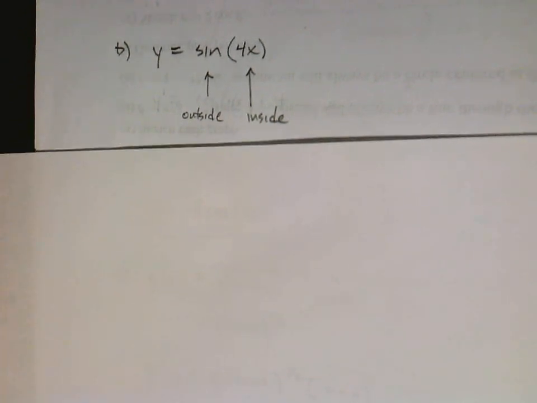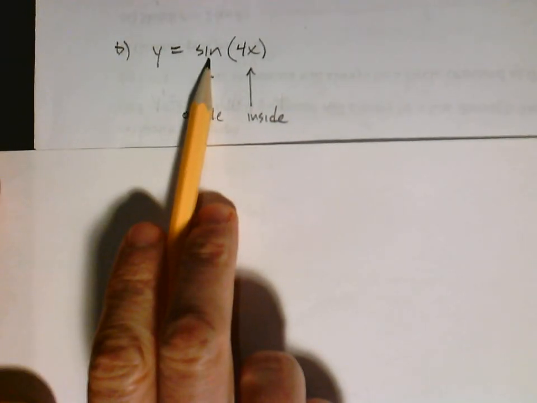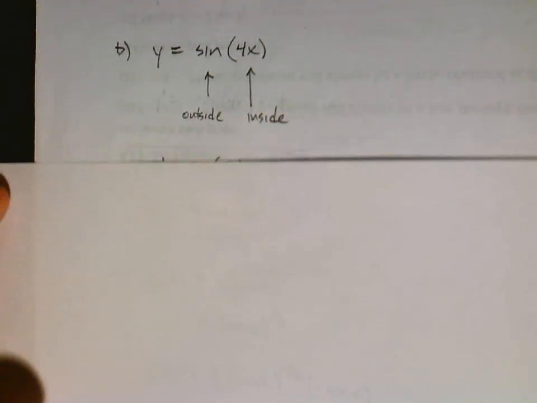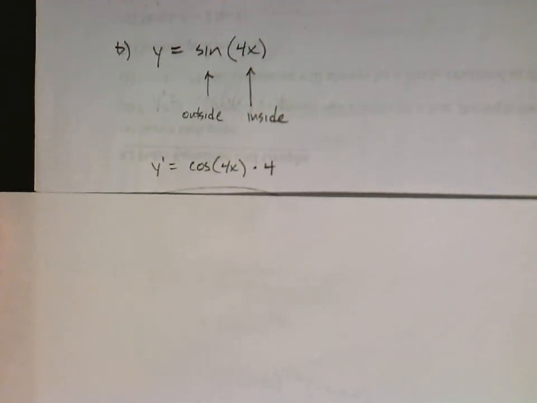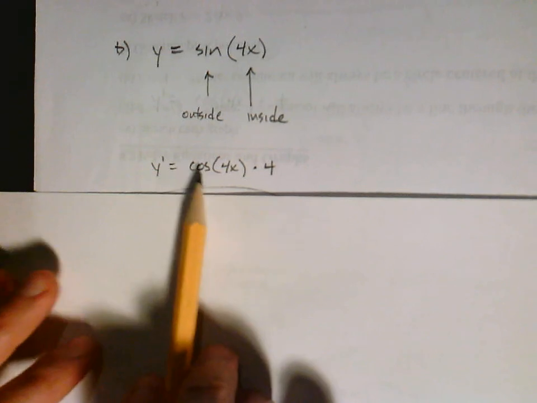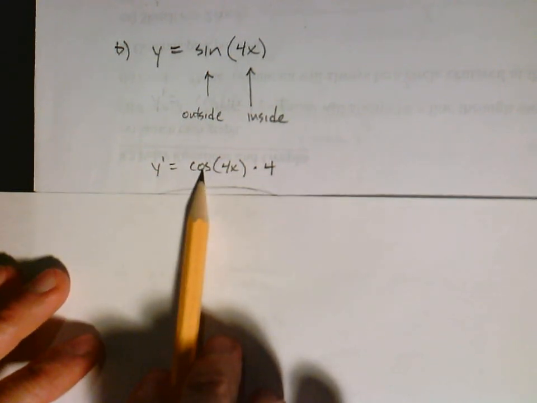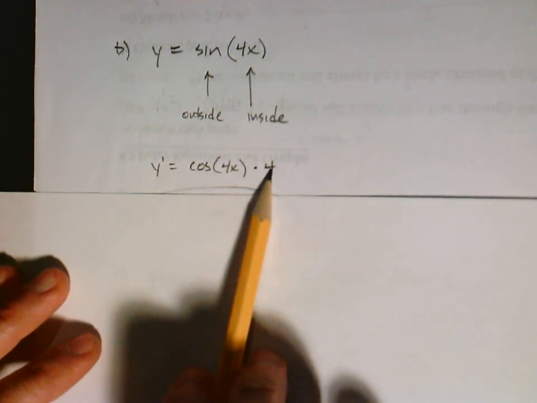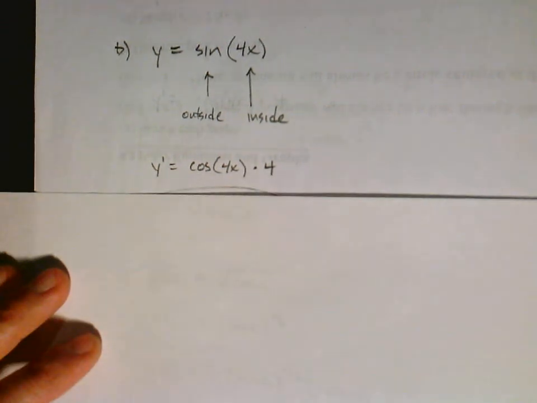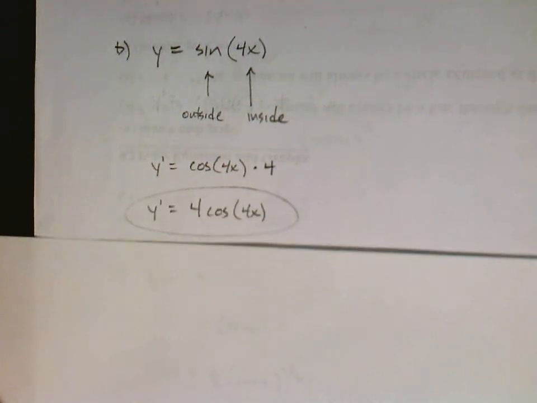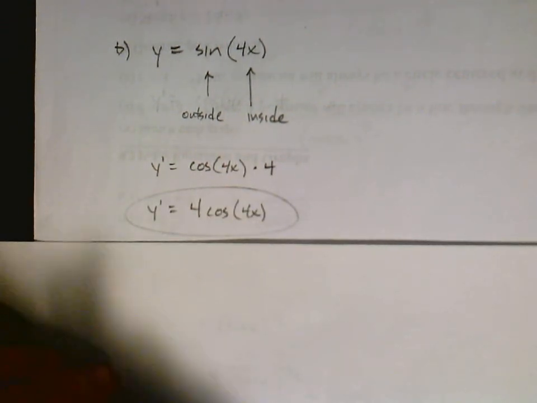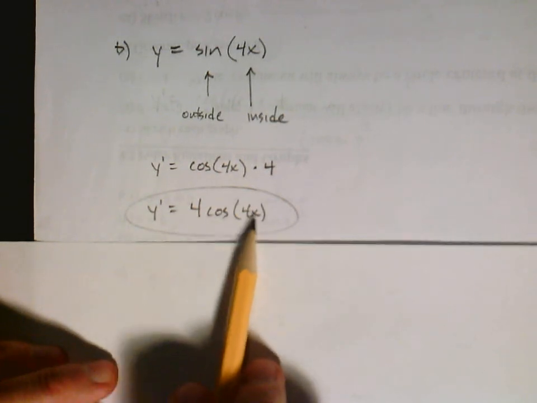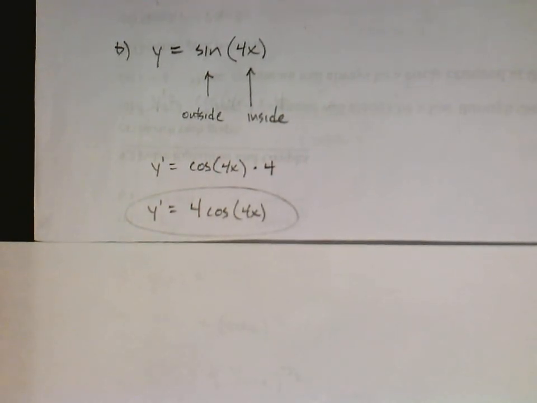So taking the derivative of the outside, well, that's going to be cosine, and then, okay, we'll follow the chain rule. So here we go, derivative of the outside, cosine, and we repeat the 4x. Then we multiply by the derivative of the 4x, the 4. And we probably want to rewrite that answer a little bit nicer. Let's put the 4 in front, 4 cosine of 4x. There it is.